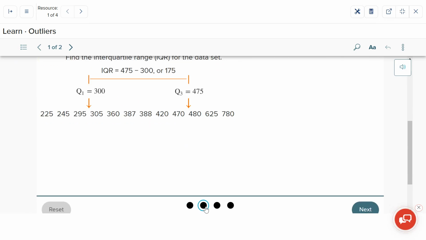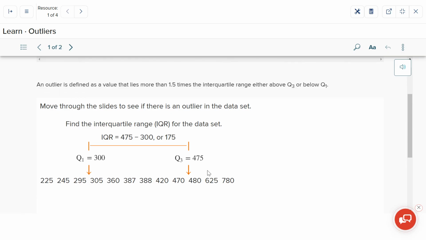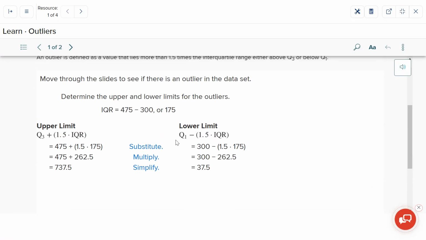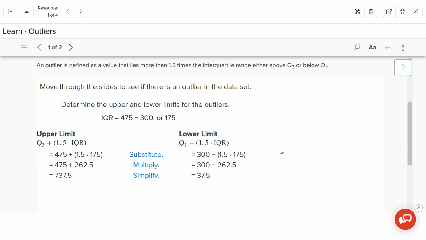And we can continue on to find our IQR, which is Q3 minus Q1, or 475 minus 300, which is equal to 175. Then we're going to determine if these are outliers.